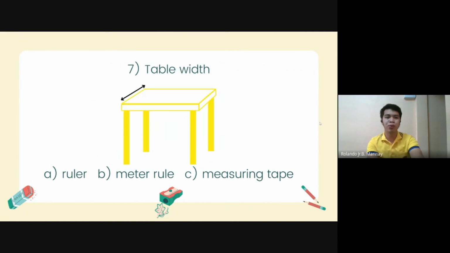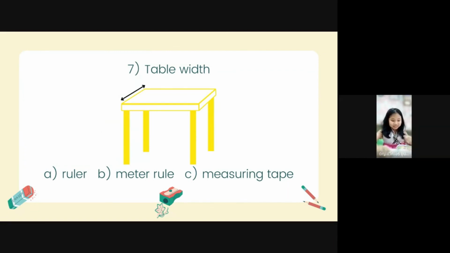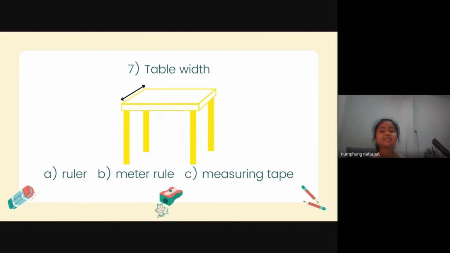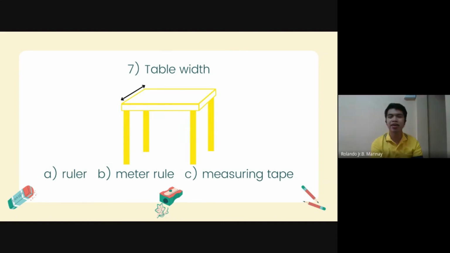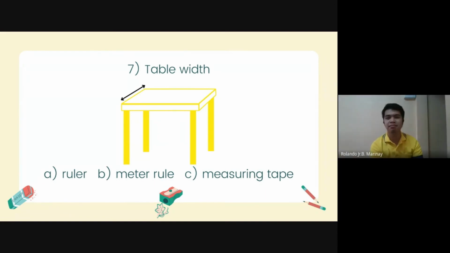Let's go. Table width. A, ruler, B, meter rule, C, measuring tape. A, B, or C? B. Okay, the correct answer is B or C. B is correct, C is correct.